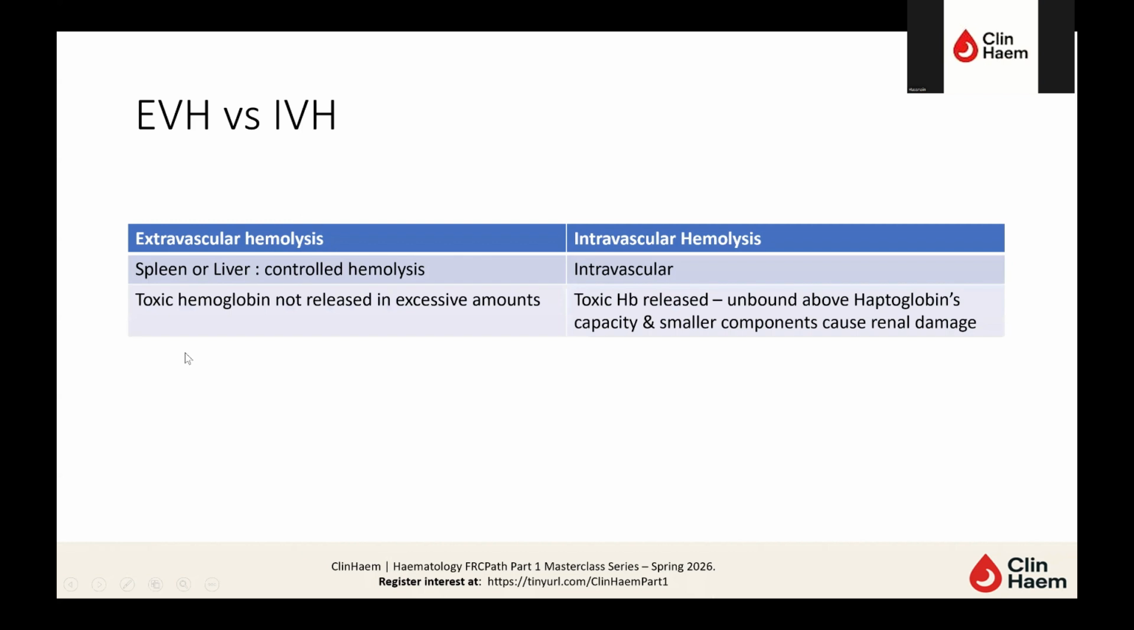So in extravascular, toxic hemoglobin is not released in excessive amounts. In intravascular, you will have lots of toxic hemoglobin released, and the one that's unbound above haptoglobin's capacity will tend to cause kidney damage. So that's not good. So you do see kidney damage in lots of different intravascular hemolysis-causing conditions like PNH or even sickle cell and acute hemolytic transfusion reactions, for example.